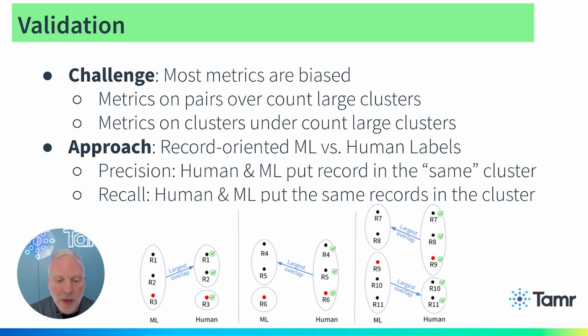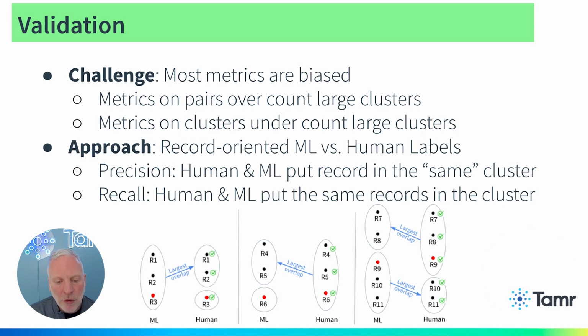On the other hand, metrics on clusters tend to undercount large clusters. There are many more small clusters than large clusters. Large clusters have a lot of records in them. So a cluster-based metric will tend to undercount large clusters. We want something that is balanced, that is neither going to under nor overcount large clusters. Our approach here is to present a record-oriented metric that is comparing the machine learning versus the human labels. The human labels are the ones that we just gathered for that sample for validation.